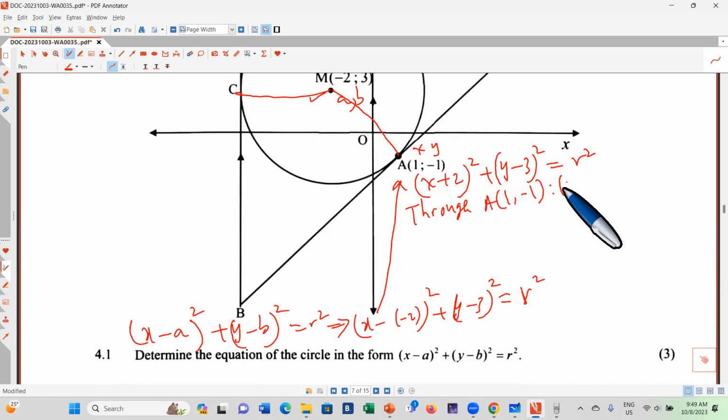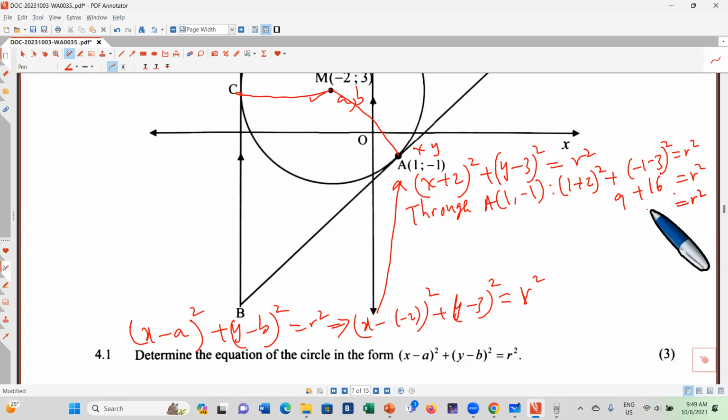So we have x, which is 1 plus 2, you square this. The y is minus 1, so it is minus 1 minus 3, and you square this, which equals r squared. Which means r squared is 9, because 1 plus 2 is 3, you square it's 9, and then this one here is minus 1 minus 3, which is minus 4, you square it is 16, and then from which we're able to get that r squared is 25. Okay, right, we are in business.